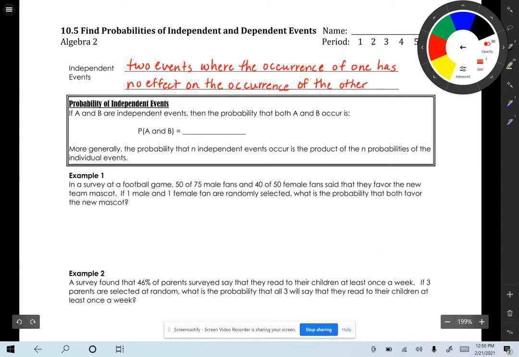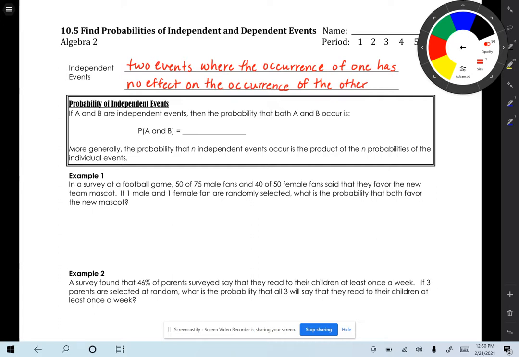An example could be, let event A be rolling a six-sided die, and let event B be flipping a coin. Rolling the die and getting some result is going to have no effect on whether you get a heads or a tail. So those are two independent events.